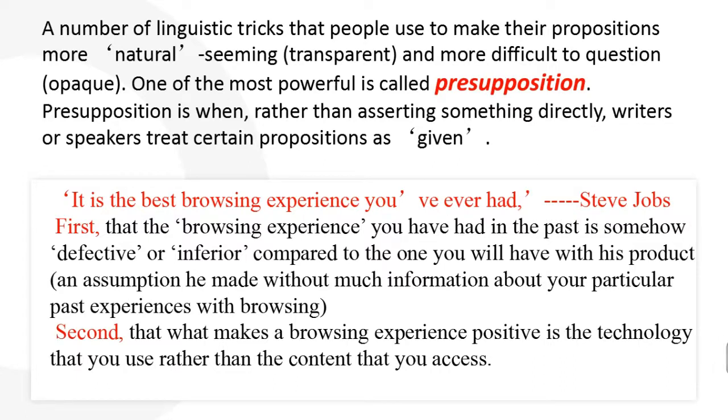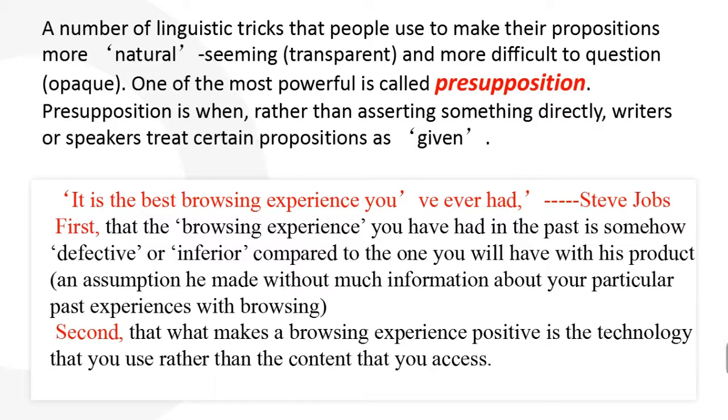A number of linguistic tricks that people use to make their propositions more natural seeming and more difficult to question. One of the most powerful is called presupposition. Presupposition is when, rather than asserting something directly, writers or speakers treat certain propositions as given.